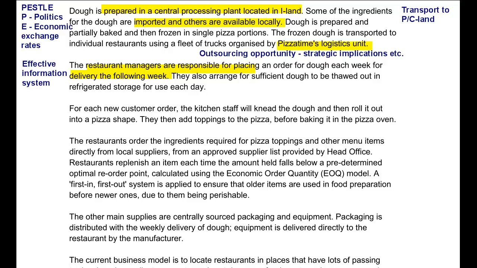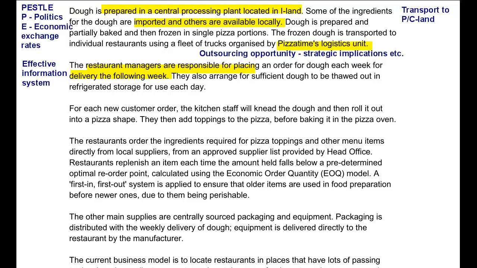And what I mean by an effective information system would be one that builds up a big picture, builds up a trend analysis, things like that, so they can accurately calculate how much they're going to need for each particular week. Because obviously there's going to be variations in different weeks. Now, for example, a week where all the children are off school, maybe they're more likely for people to come to that restaurant, for families to come to that restaurant, and therefore they'll perhaps need more dough that week than they would in a week when the children are all at school.